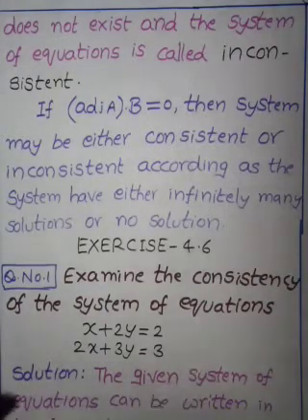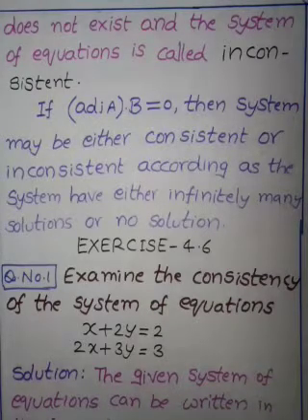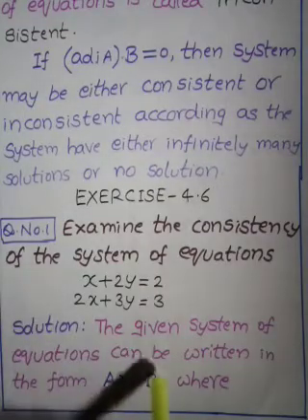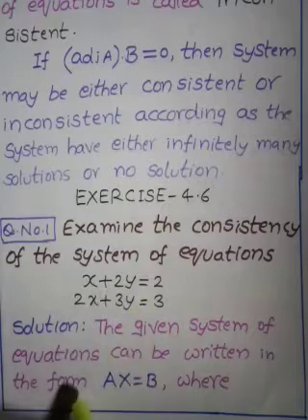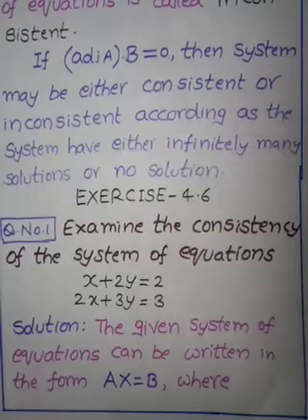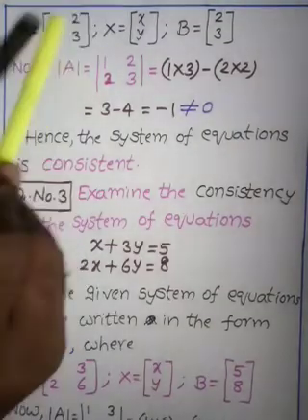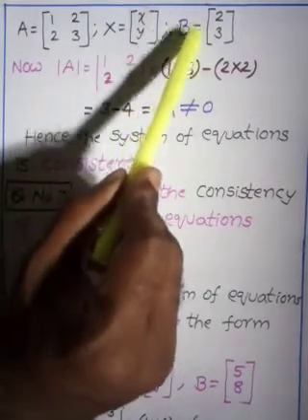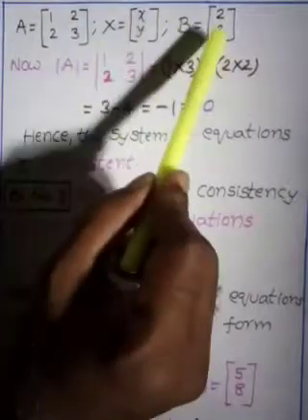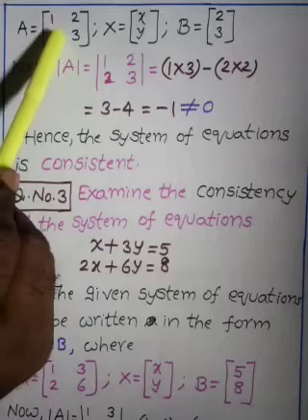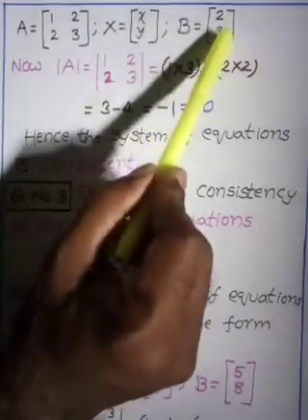The given system of equations can be written in the form Ax = B, where A is the matrix [1 2; 2 3], X is the matrix [x; y], and B is the matrix [2; 3]. This is the first stage. I told you clearly, we had to find out what is a coefficient matrix, what is a variable matrix, and what is a constant matrix.